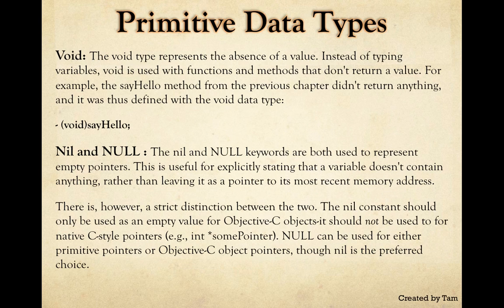Nil and NULL. The nil and NULL keywords are both used to represent empty pointers. This is useful for explicitly stating that a variable doesn't contain anything, rather than leaving it as a pointer to its most recent memory address. There is, however, a strict distinction between the two. The nil constant should only be used as an empty value for Objective-C objects. It should not be used for native C style pointers.